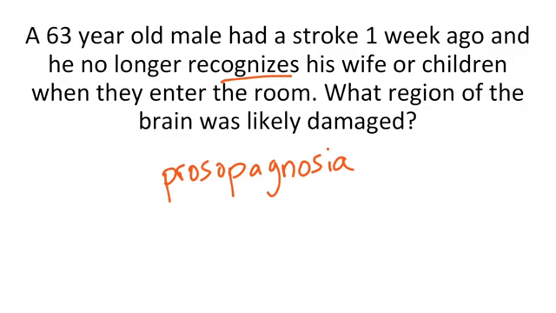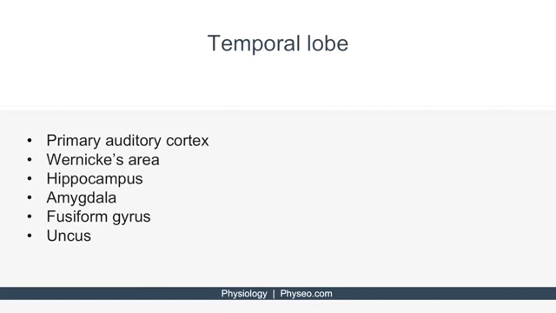Okay, let's see what your text says. There are 6 areas that you need to be familiar with in the temporal lobes for step 1. These include the primary auditory cortex and Wernicke's area. Remember, both of these are in the superior temporal gyrus. The hippocampus, which is responsible for memory. The amygdala, which is associated with emotions and decision making. The fusiform gyrus, which is responsible for facial recognition, and the uncus, which is associated with seizures and can also compress the third cranial nerve during an uncal herniation.